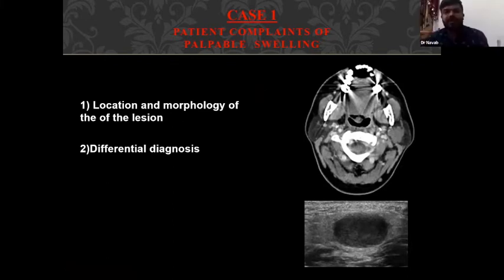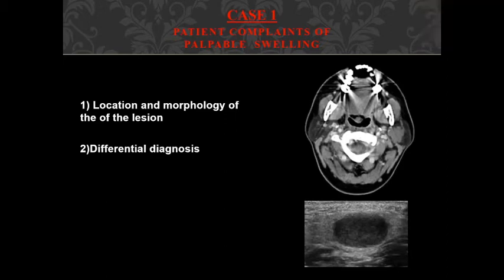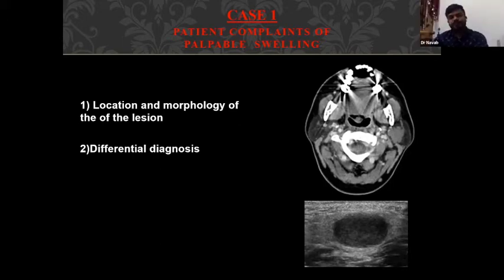So tell me, what is the finding? Where is the lesion located? And what are your differential diagnoses? Sir, in the ultrasound image, I saw a very well-defined hypoechoic lesion, oval in shape, and it is oriented parallel to the probe. Okay. In the CT sections.